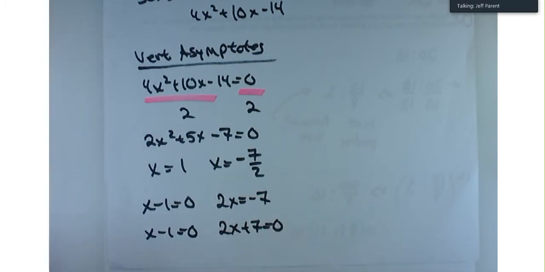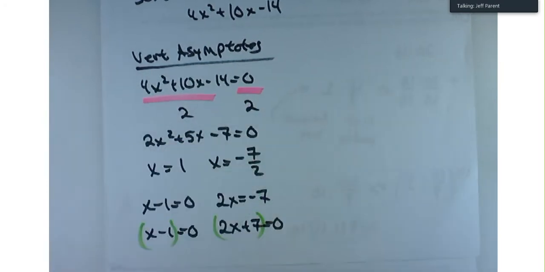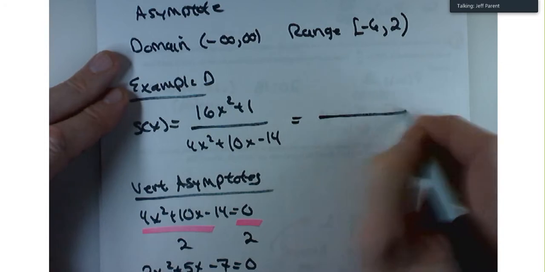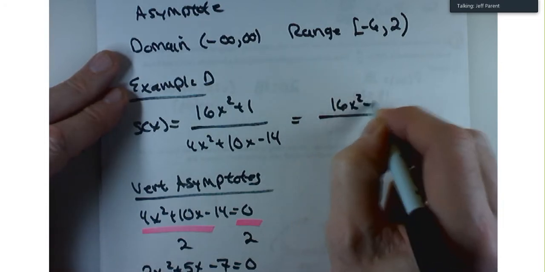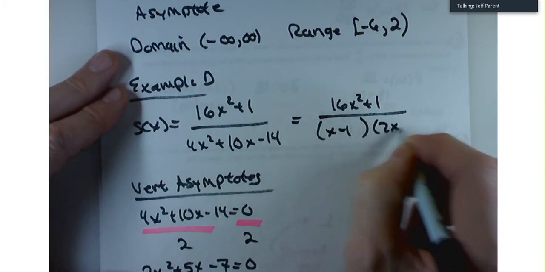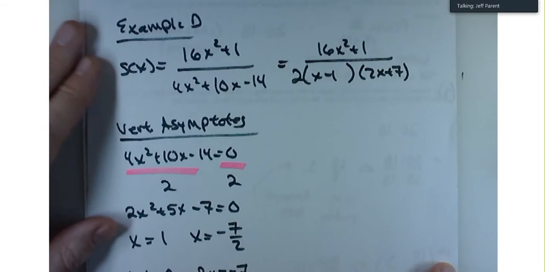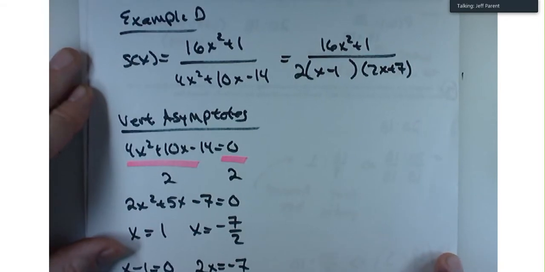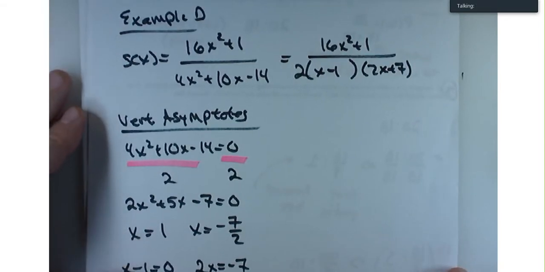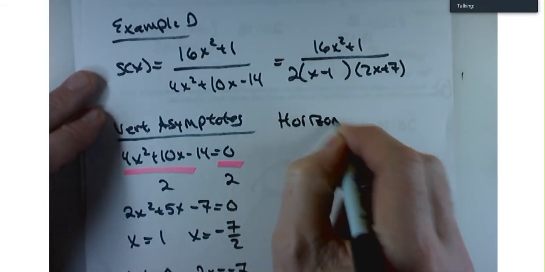What I just did was come up with the factorization of this polynomial. So, okay. All right. So 16x squared plus 1 over x minus 1 times 2x plus 7, and there's a 2 out in front. I don't need it factored, just threw it out there. So we got our vertical asymptotes. What about our horizontal asymptote?